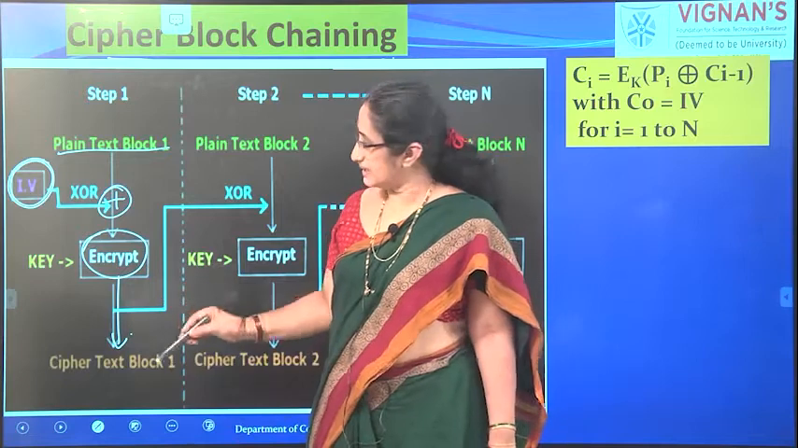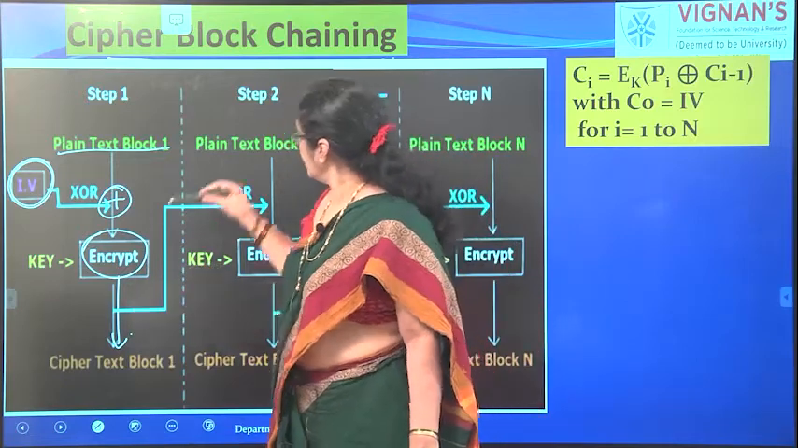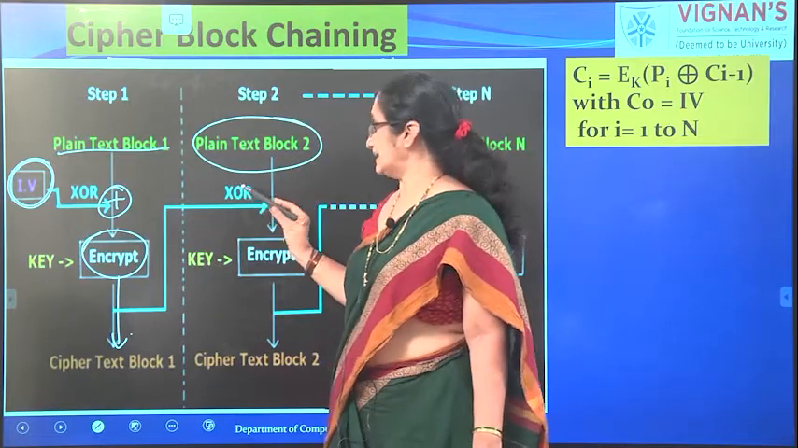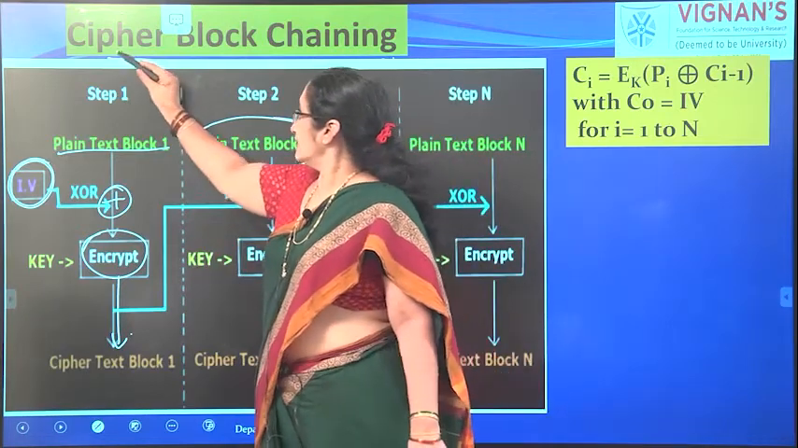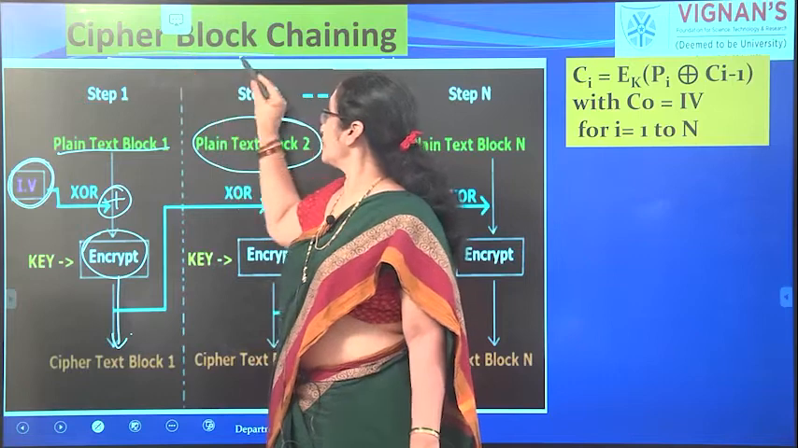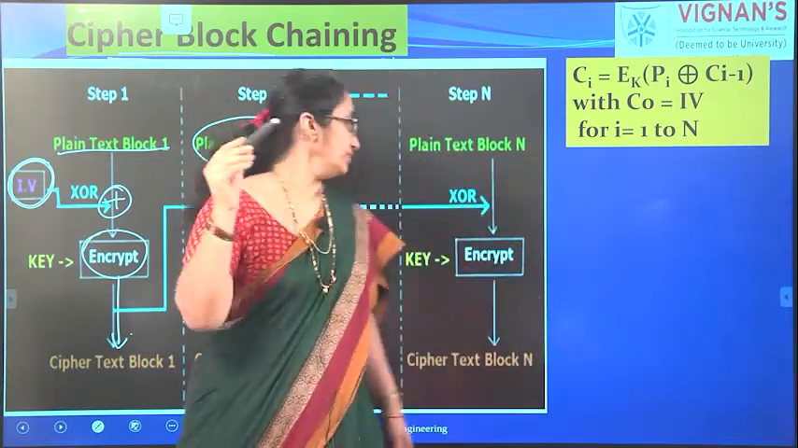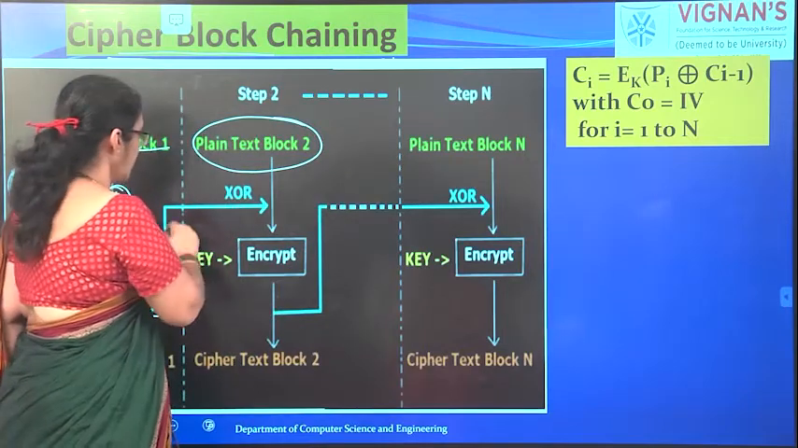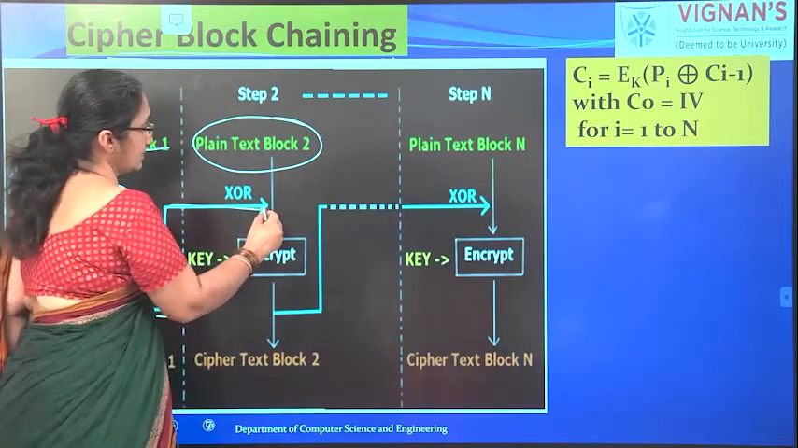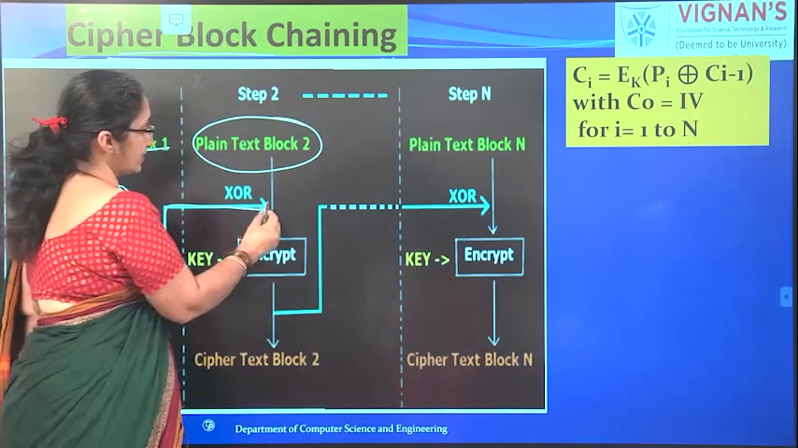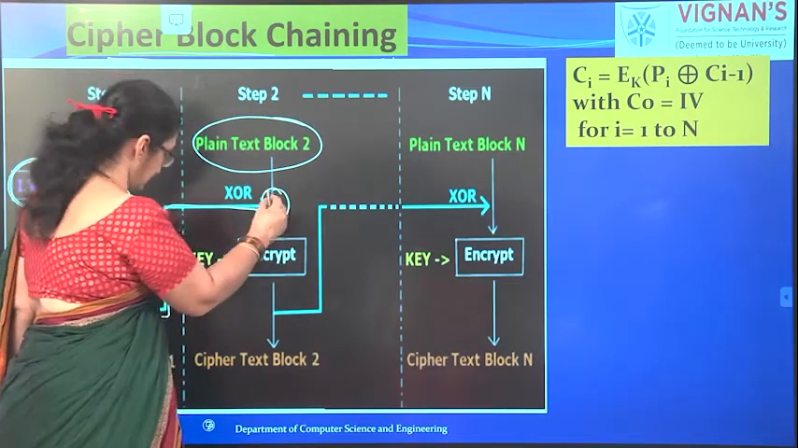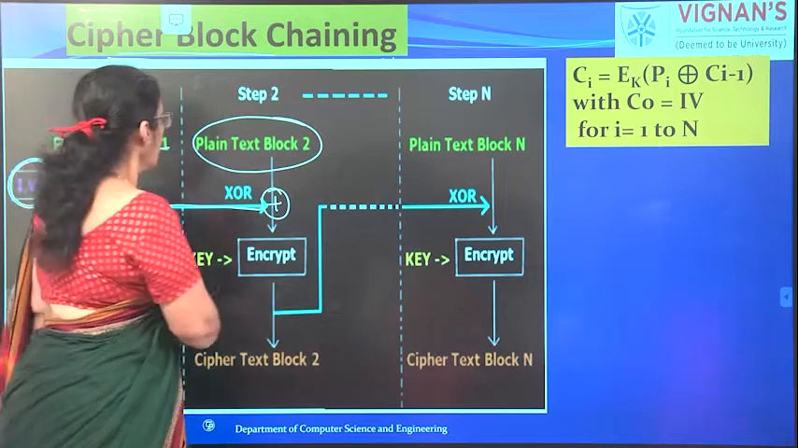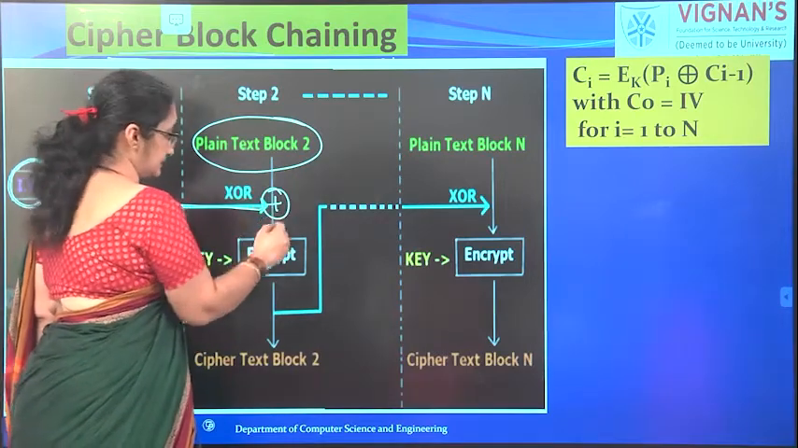But in the second block of plain text, instead of using the initialization vector again, what we are doing is, as per the name, cipher block chaining. That means we will chain the output of the first block to the second block. Here we are using the initialization vector, and here we are using the cipher block of the first block, and we are XORing it with the plain text.